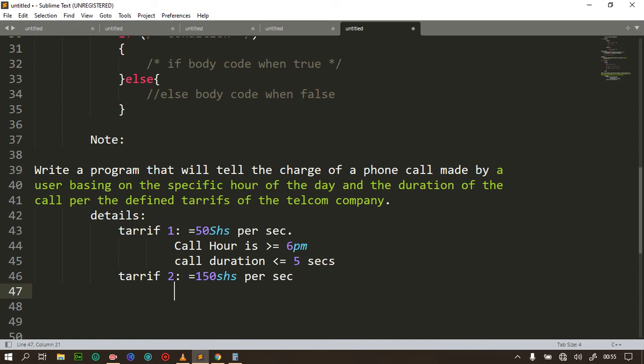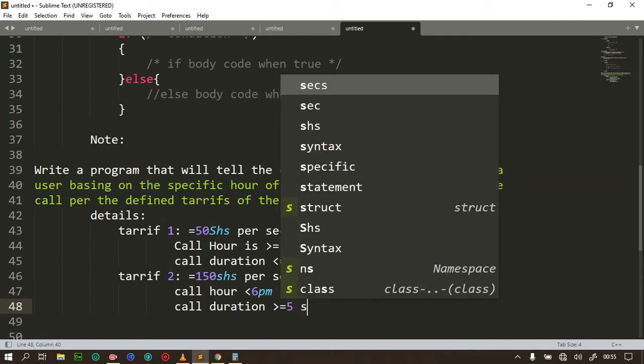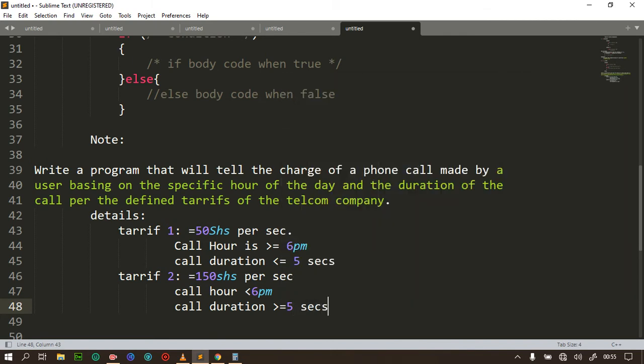Then when should we charge tariff 2? Tariff 2 is going to be the opposite of the previous conditions, so it means, of course, definitely, our call hour is less than 6 p.m., so below 6 p.m. Then call duration is greater or equal to 5 seconds. So for such cases, that is when we shall charge tariff 2.